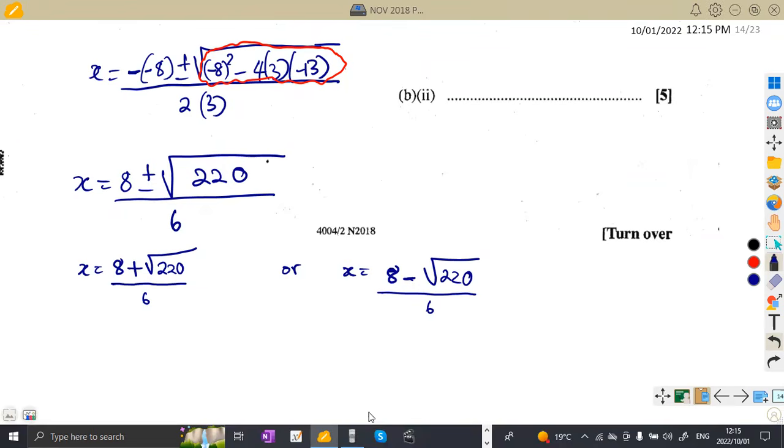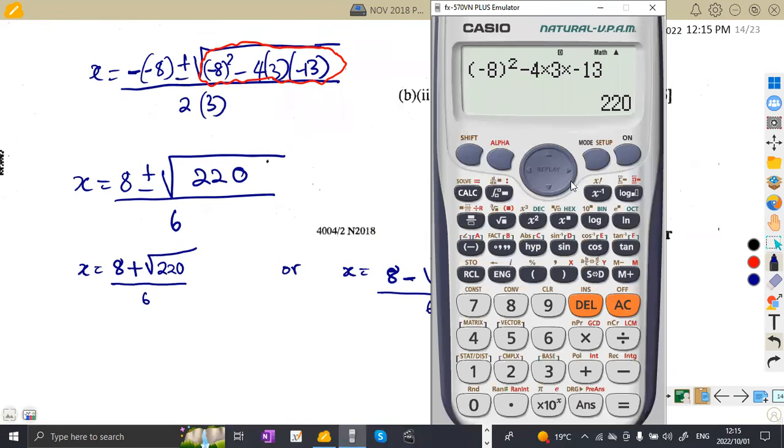Then from there, it's now you and your calculator. On your calculator, you have the fraction that you're going to put the square. So you just have to use 8 plus the square root of 220. You close the bracket, then you divide by 6, which is something like 3.8. Then we are given that to 1 decimal place. So at 1 decimal place, this 0 is not going to affect anything. So it's going to be 3.8.